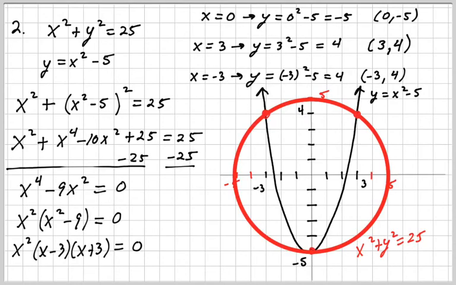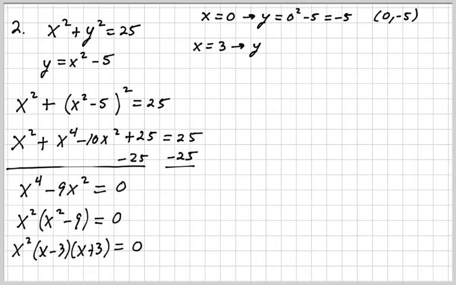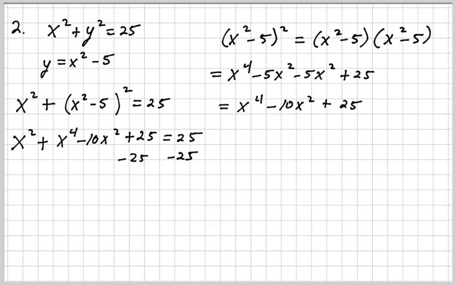This is a higher order polynomial, and I pressed the wrong thing. We went a little too far. Okay, so this is a higher order polynomial. Let's go ahead and set it equal to 0 and see what we can do with it. So we're going to go ahead and subtract 25 from both sides. And so we have x to the fourth minus 9x squared, and that's equal to 0.